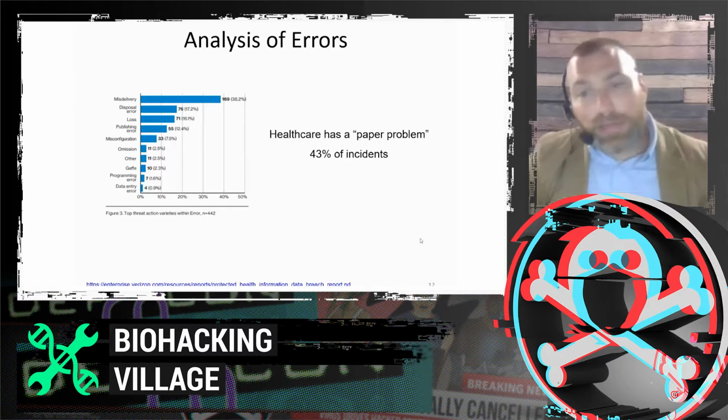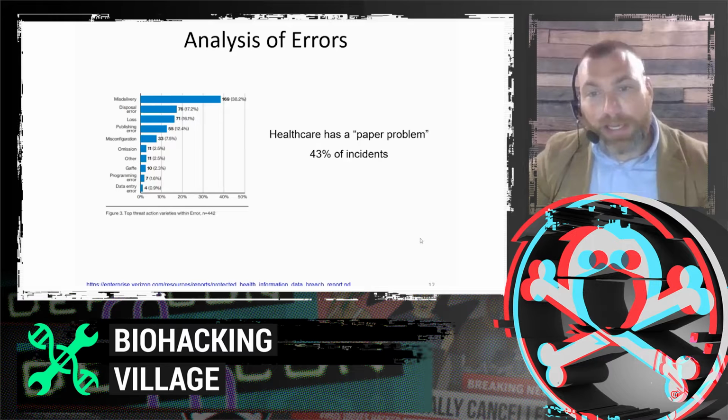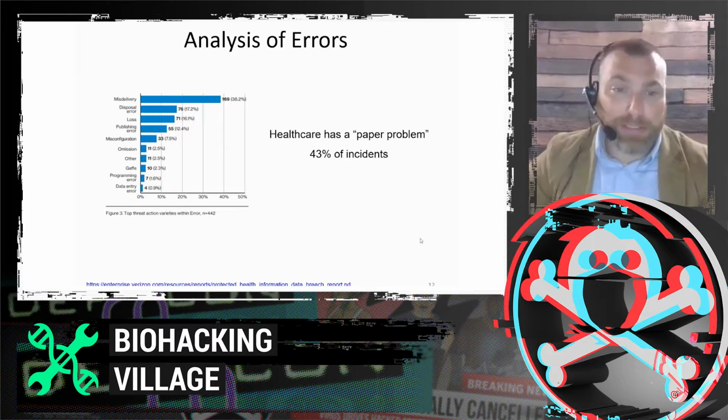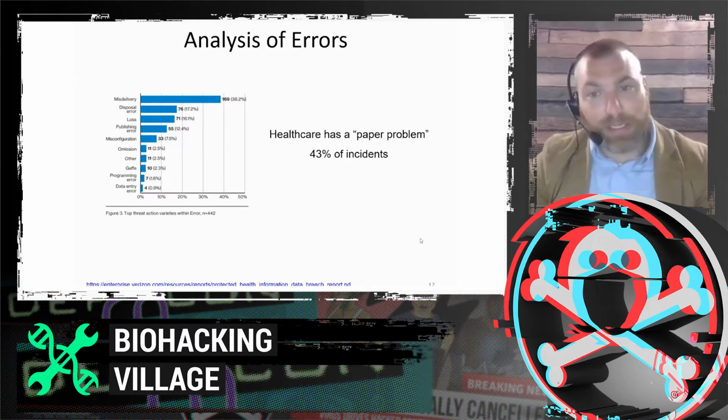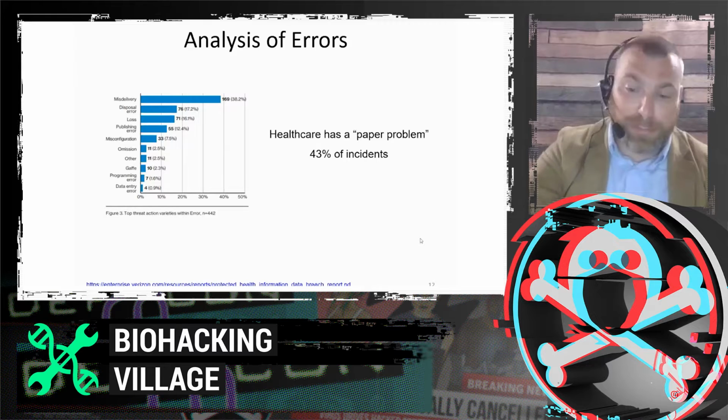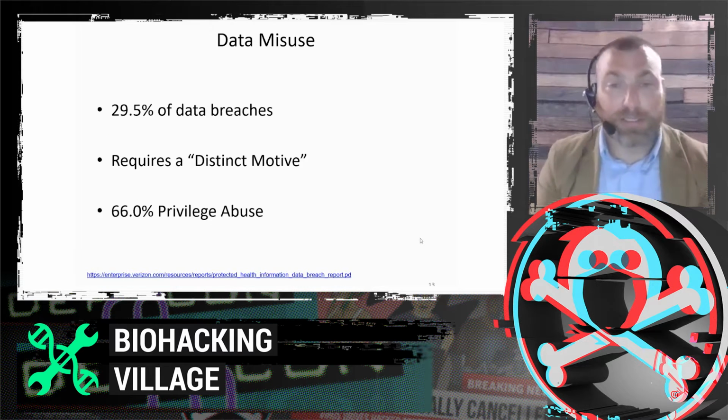What I find interesting about this is that there was a quote in the report that said that healthcare has a paper problem. Typically when we think data breach, we think electronic, but 43% of all the data breaches that were recorded were actually still on paper. So, moving to electronic could actually reduce the overall data breaches.